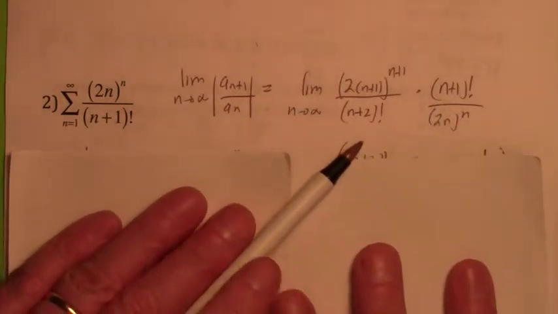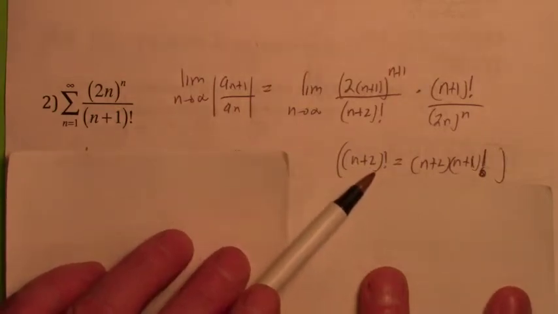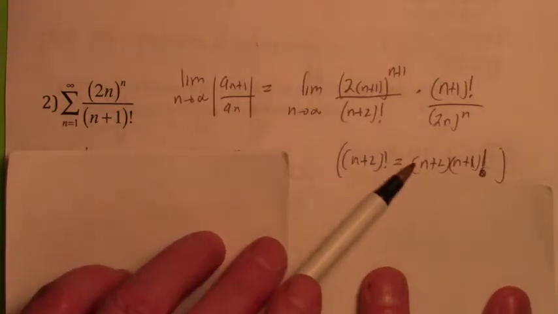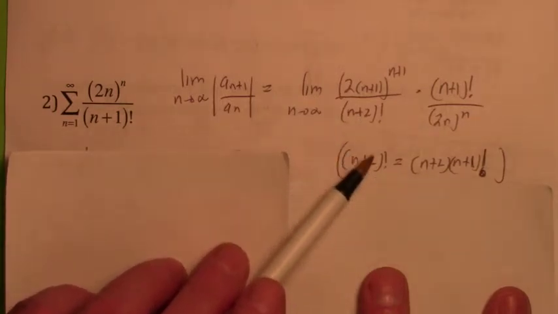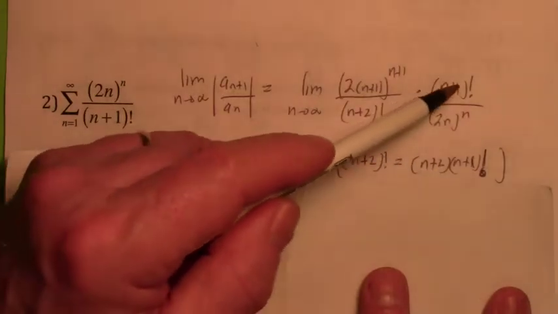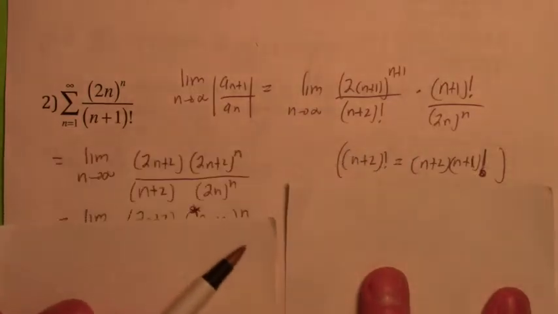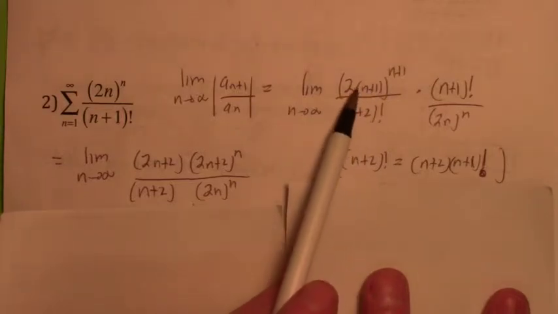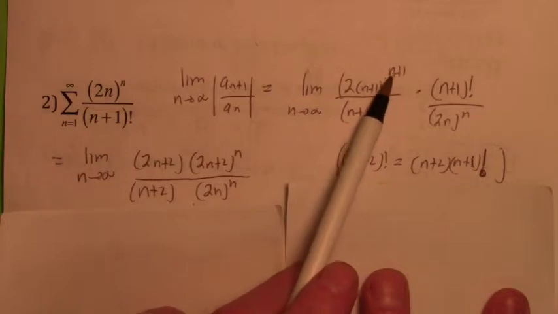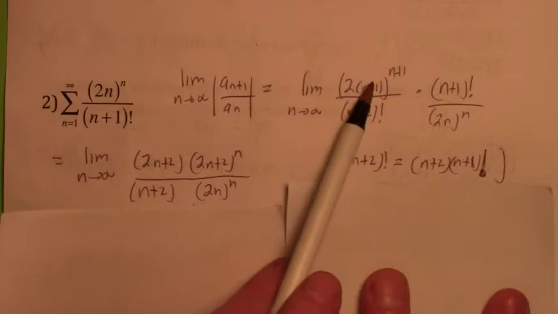Now there's a lot of stuff that I left out here. You see that n plus 2 factorial is equal to n plus 2 times n plus 1 factorial, right? So if you write n plus 2 factorial as n plus 2 times n plus 1 factorial, you can cancel the n plus 1 factorial, but you have an n plus 2 left on the bottom. That's where this came from. And the only other thing I did was, I took this 2n plus 2 raised to the n plus 1 power and took off one factor of 2n plus 2. So I pulled off one factor of 2n plus 2.